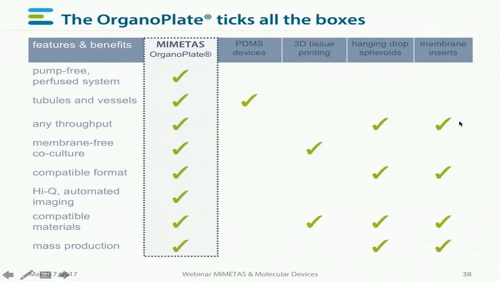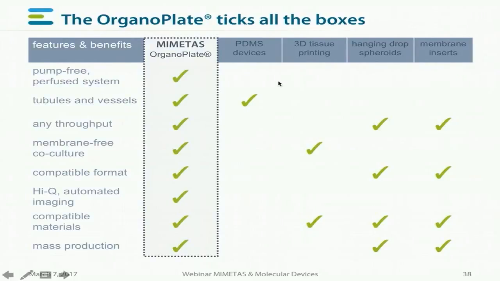And finally, just as a comparison, it's not real 3D cell culture, but we see it a lot: membrane inserts, which are used to culture monolayers of cells on both sides of the membrane. So there's no perfusion there, no tubes and vessels. The throughput can be fairly high because there are 96-well versions of those plates available. Obviously there's always a membrane between the cells, which prevents them from real physical interaction. Format is compatible. Imaging is difficult. Basically you have to take out the membrane and section it to have a good look at the cross-section of the cells growing on the membrane. Materials are compatible, and there's mass production.